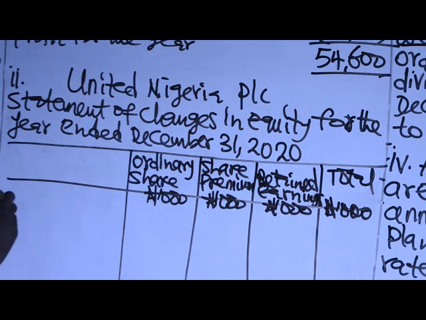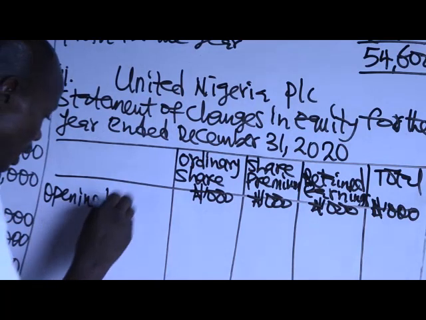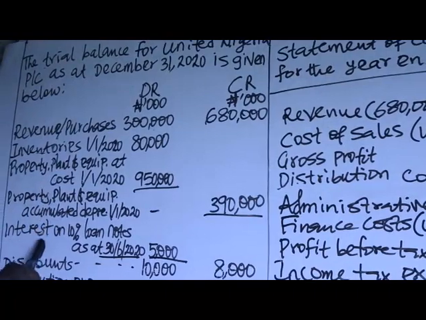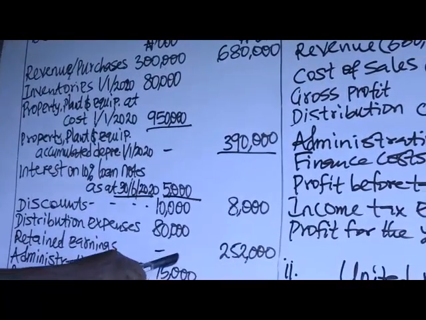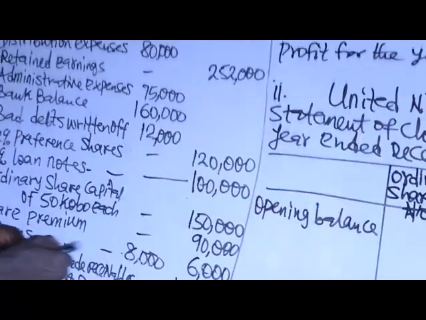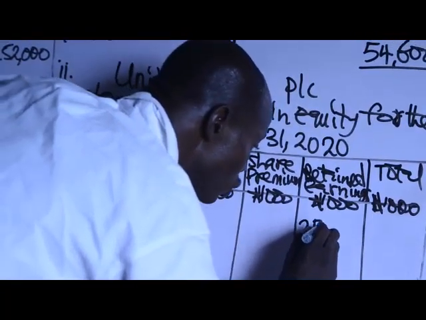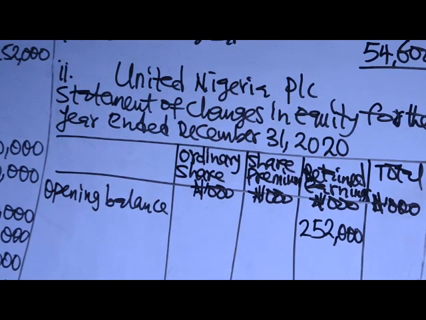Now, the first thing is the opening balance. Opening balance will be given in the trial balance. Opening balance brought down. Now, let's go back to the trial balance. In our trial balance, we have retained earnings, 252,000. That is the opening balance of our retained earnings. So, we put 252,000 under the retained earnings.